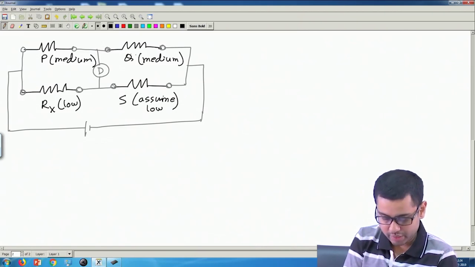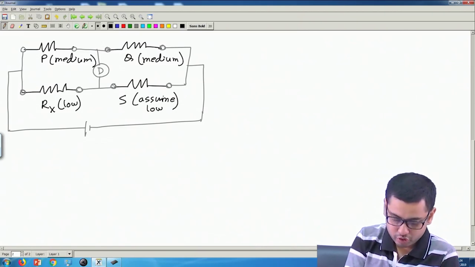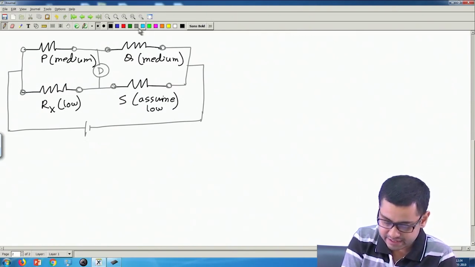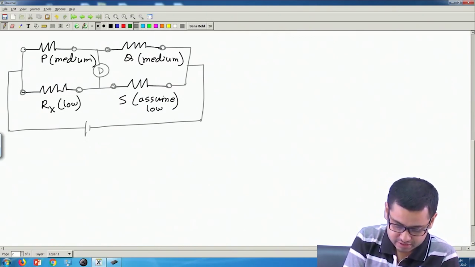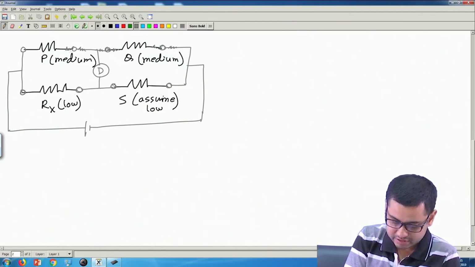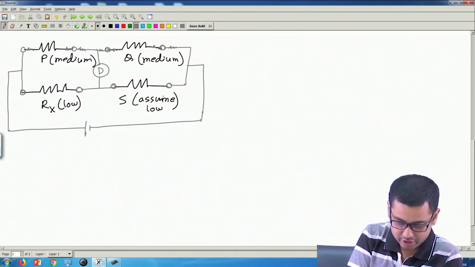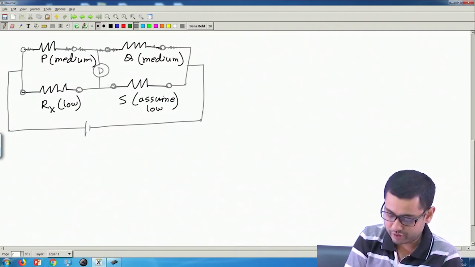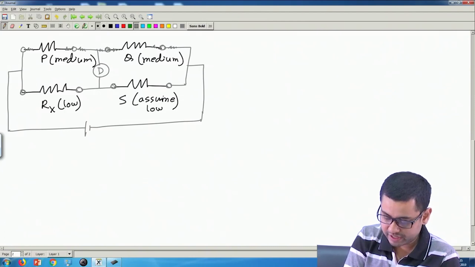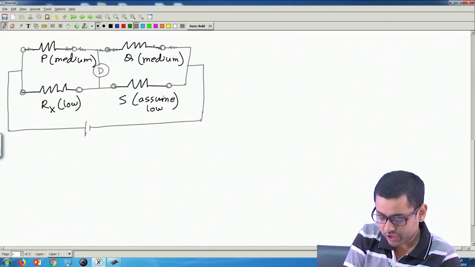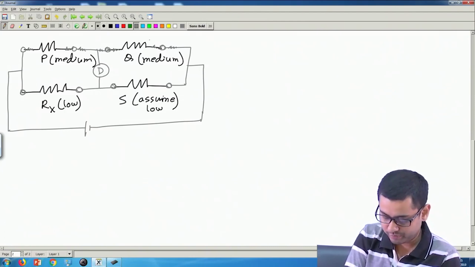Okay. These two are medium value resistances. Therefore, the contact resistance due to this terminal, which causes some resistances here, etc. So this small resistance can be ignored, because P is of much higher value. This also can be ignored, because P is of much higher value. Similarly, this contact resistance can be ignored, because Q is of much higher value.